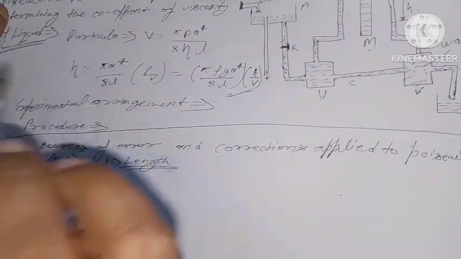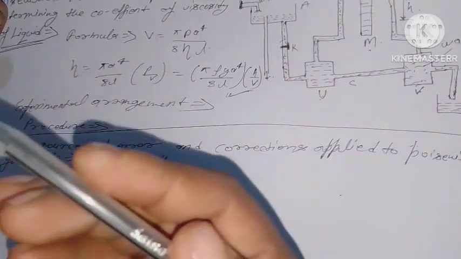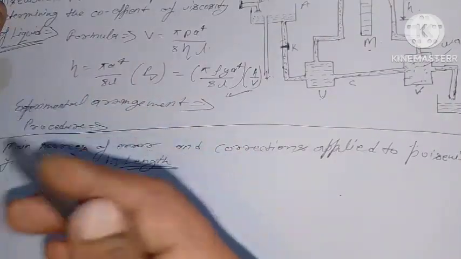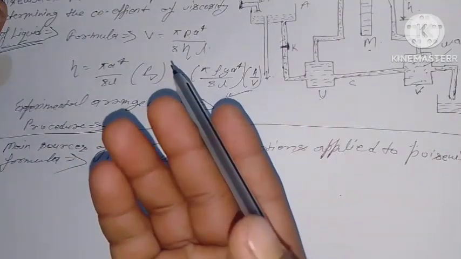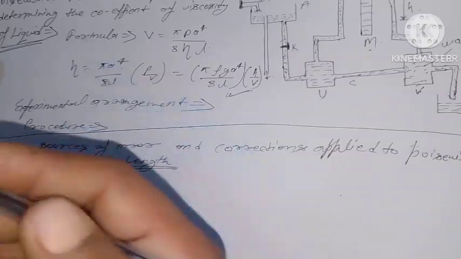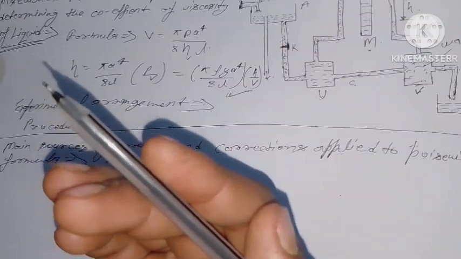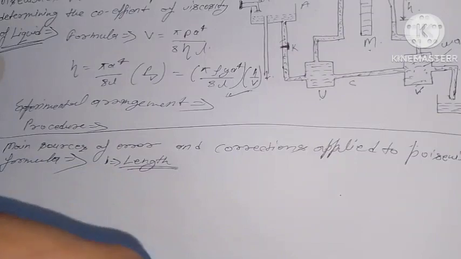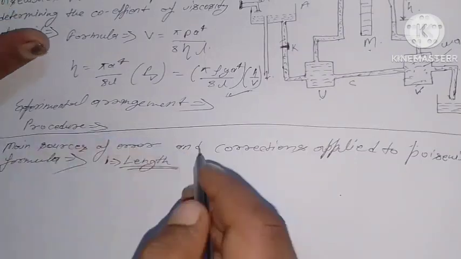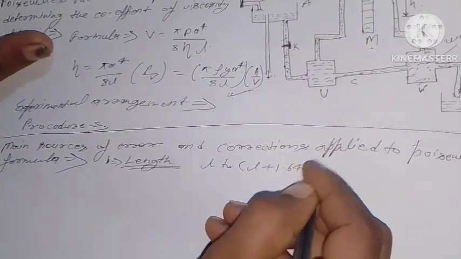When the liquid enters the tube, its motion is accelerated at the inlet end, and as a result of this, the velocity distribution becomes uniform and streamlined only when the liquid has traveled a short length of the tube. This necessitates a correction for the effective length of the tube from L to L plus 1.64 A.